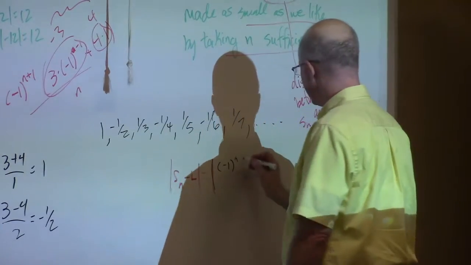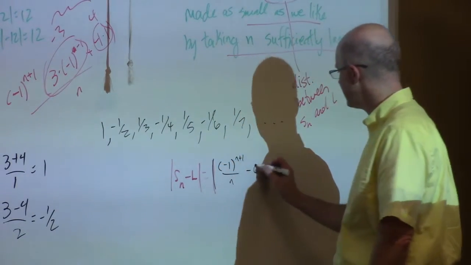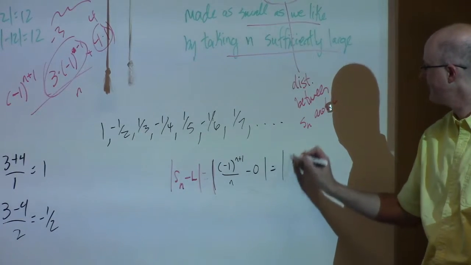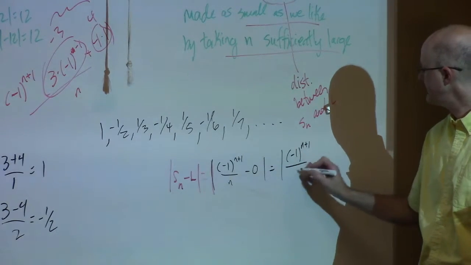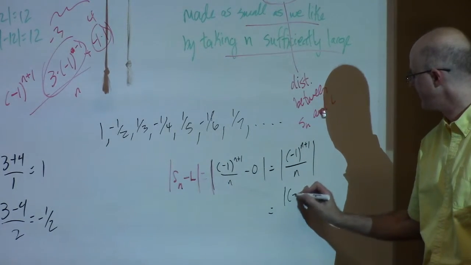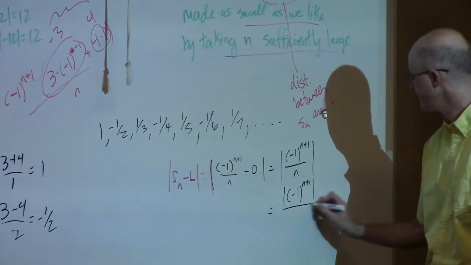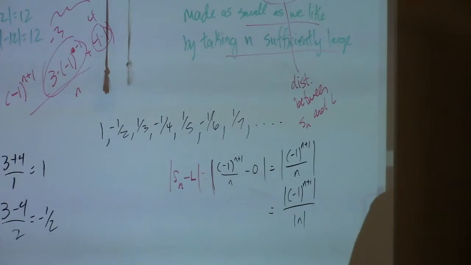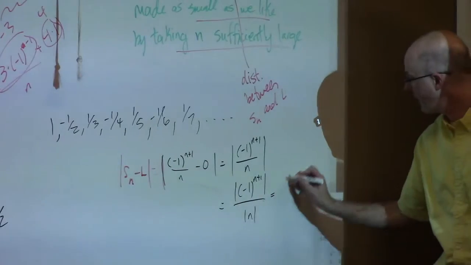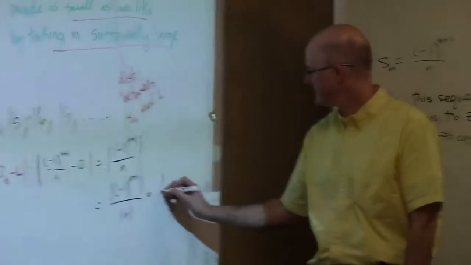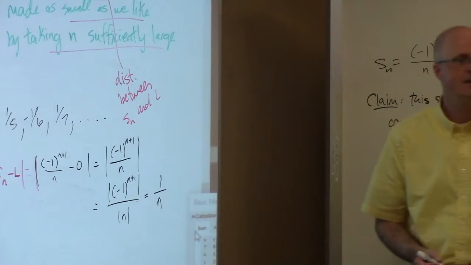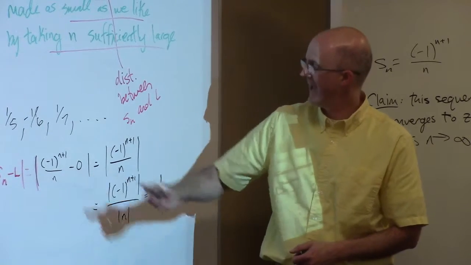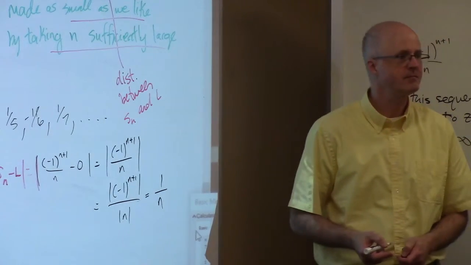Sn is, once again, -1 to the n plus 1 over n. L is 0. When you subtract 0, that doesn't affect things. The absolute value of a quotient is the quotient of the absolute values, so I can write this. -1 to a positive integer power is either 1 or -1. Its absolute value, no matter what, is 1. And n is a positive integer. Its absolute value is itself. So this distance between -1 to the n plus 1 over n and 0 simplifies to 1 over n.